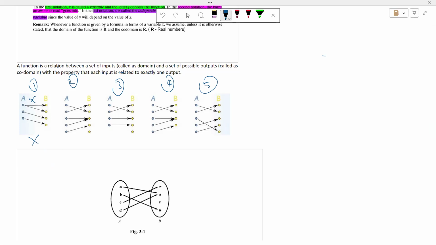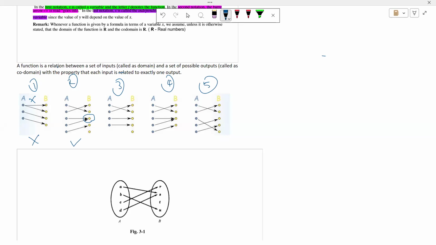So all the elements in the domain are assigned. It is not mandatory that all the codomain elements are assigned with the domain. So the second condition is also correct. If you look at the third condition, no element in the domain is assigned with more than one codomain element. So the third condition is also correct. In the fourth condition, it's possible for more than one domain element to have a relation with one codomain element. So this is a function. Two inputs can have the same output.